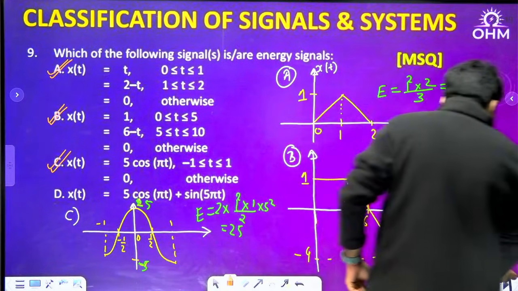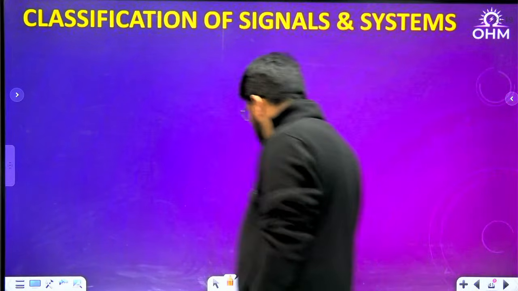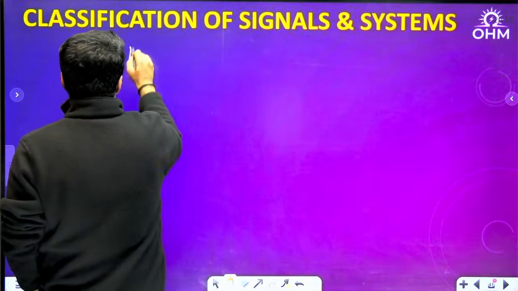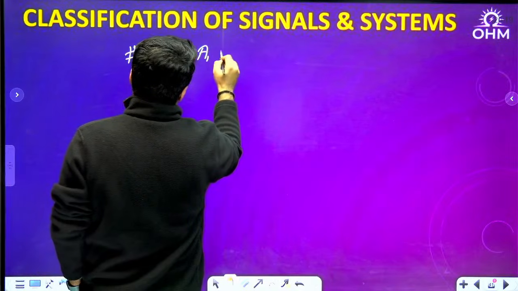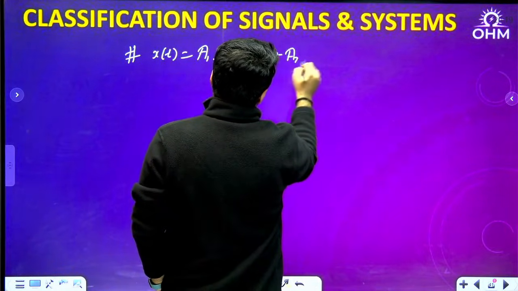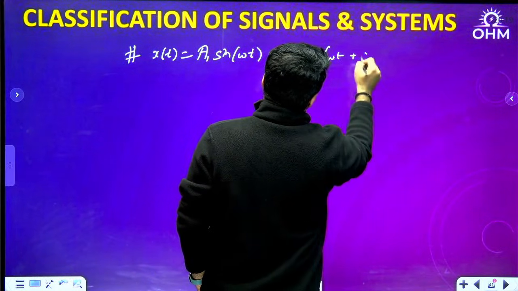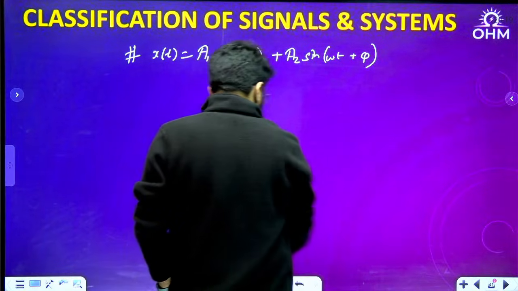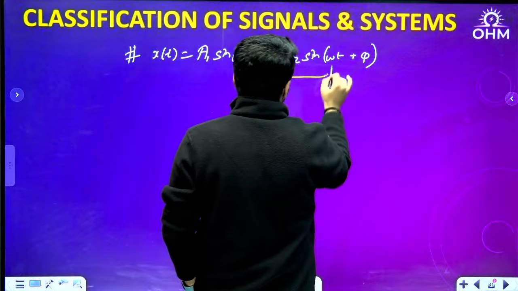But when two different sinusoids are added, what about that result? If two different sinusoids are added, suppose you have x(t) equal to A1 sin omega t plus A2 sin(omega t plus phi), sinusoids of the same frequency. Addition of sinusoids of the same frequency.